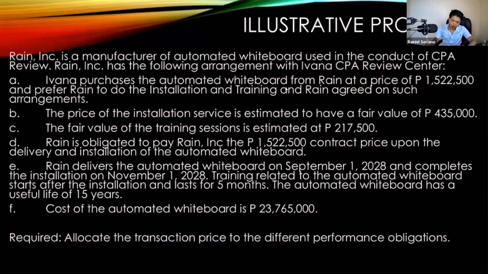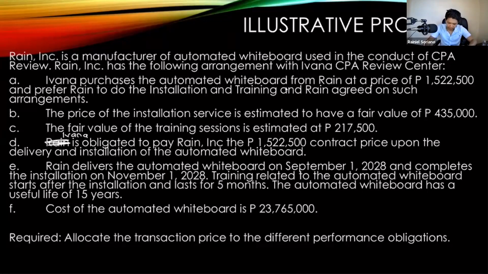Alright, so let's now move on to this illustrative problem. Okay, so here Rain Incorporated is a manufacturer of automated whiteboards used in the conduct of CPA review. Rain Incorporated has the following arrangement with Ivana CPA Review Center. Alright, so may konting typo lang dito. It should be Ivana dito sa letter delta. Right? So letter A, Ivana purchases the automated whiteboard from Rain at a price of 1,522,500 and prefers Rain to do the installation and training, and Rain agreed on such arrangements.